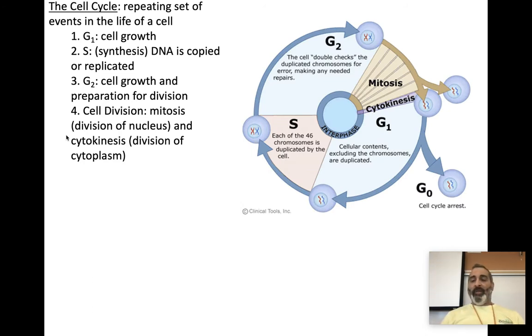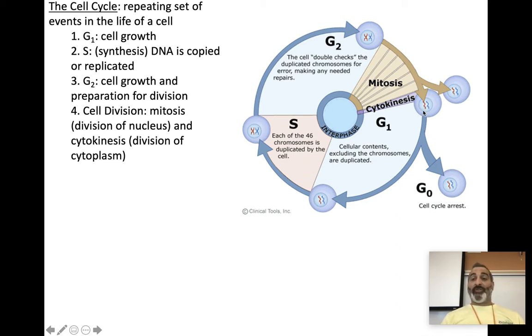The cell cycle. Think of this as the life cycle of a cell. What is a cell doing in its life? When does it get born? It gets born when a cell is produced. So we're going to start here. A cell is born, and here are two new cells. One cell made two new cells.